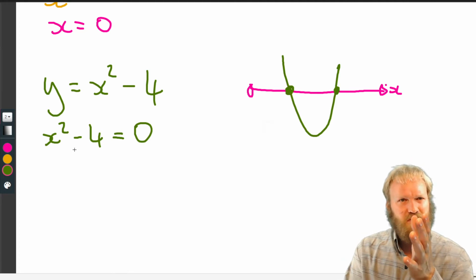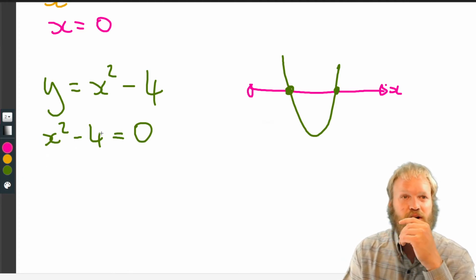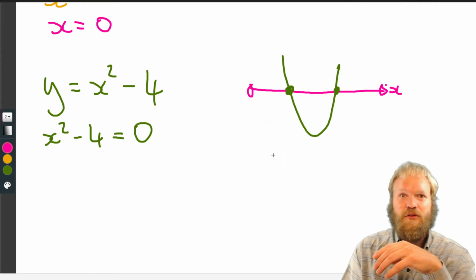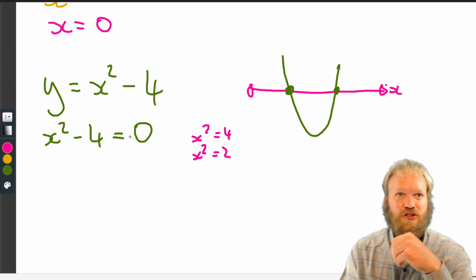Okay, well, a few methods come to mind. The one might have been that you said, oh, well, let's rearrange. So we could have said that x squared equals 4. So clearly there are two answers. X equals 2. Hang on, it could have been x equals minus 2 as well.